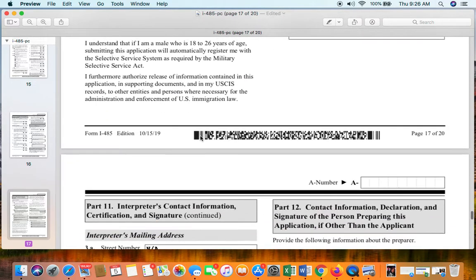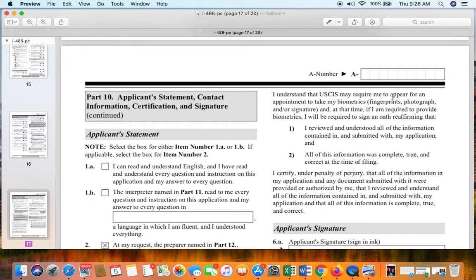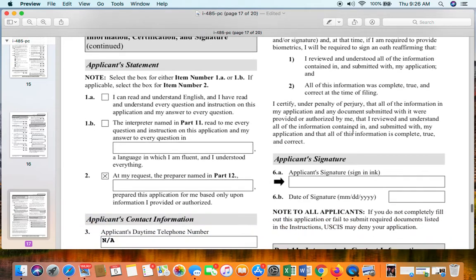Applicant certification. I understand that USCIS may require me to appear for an appointment to take my biometrics, fingerprints, and photograph and signature at that time. I am required to provide biometrics. I will be required to sign all of it, reaffirming that I have reviewed and understand it. Always read everything.